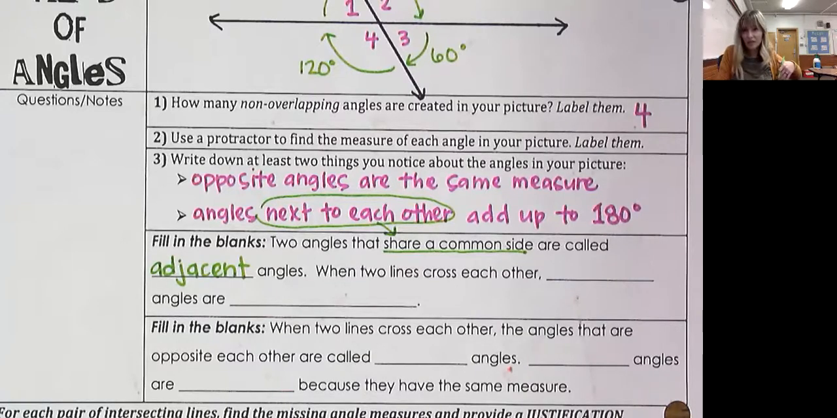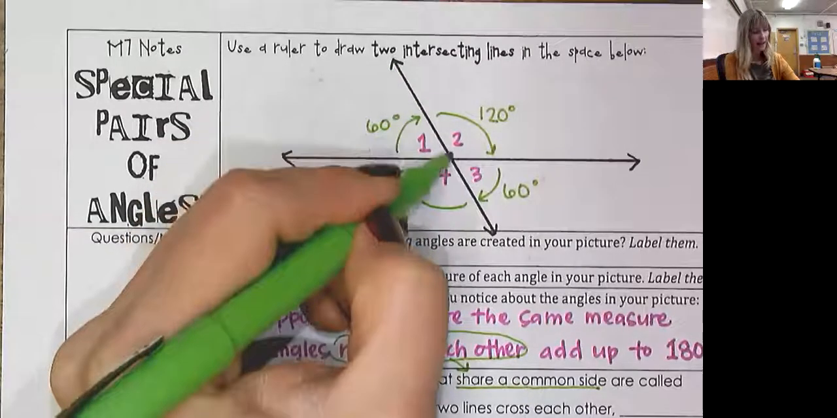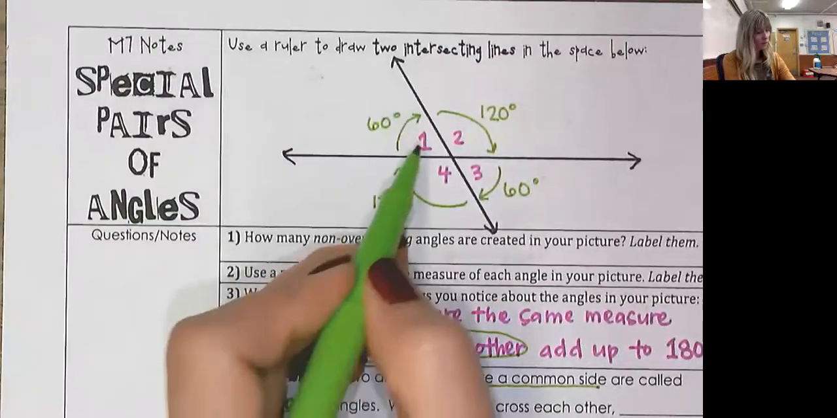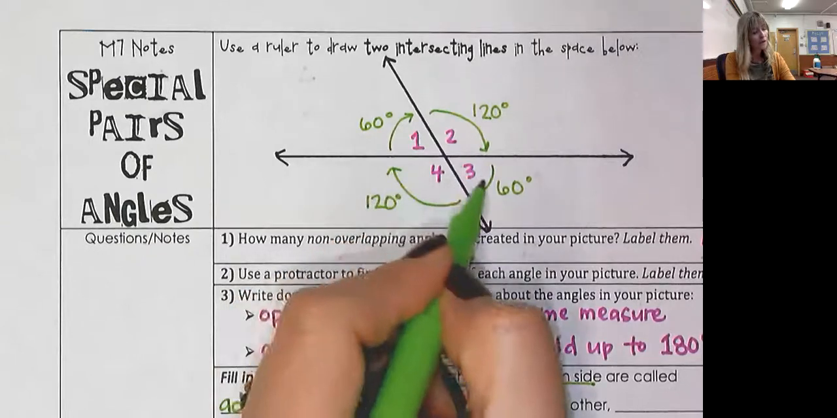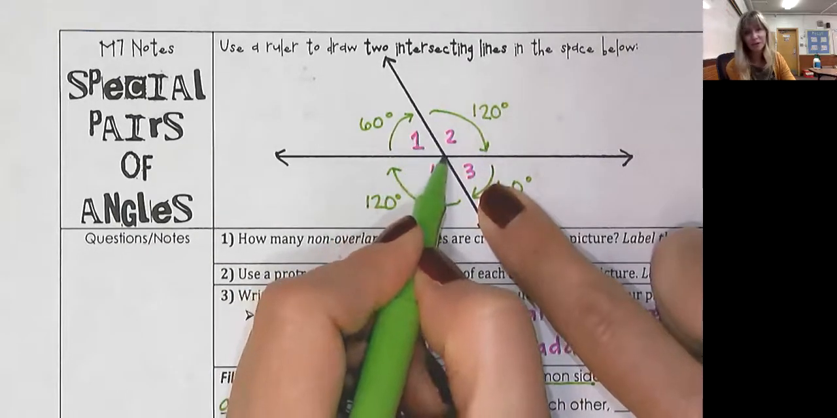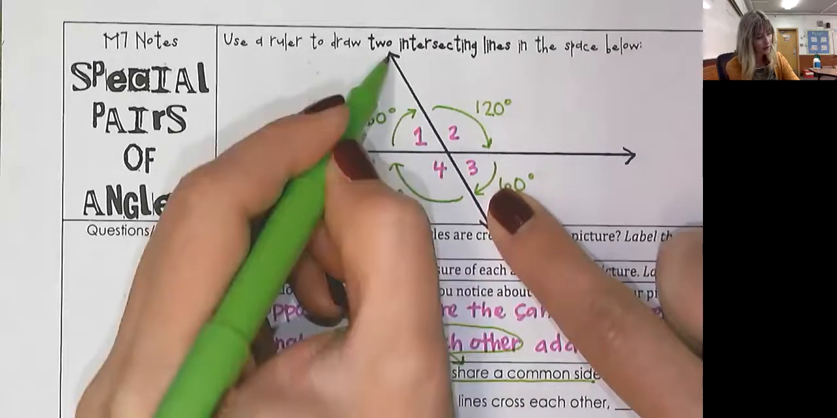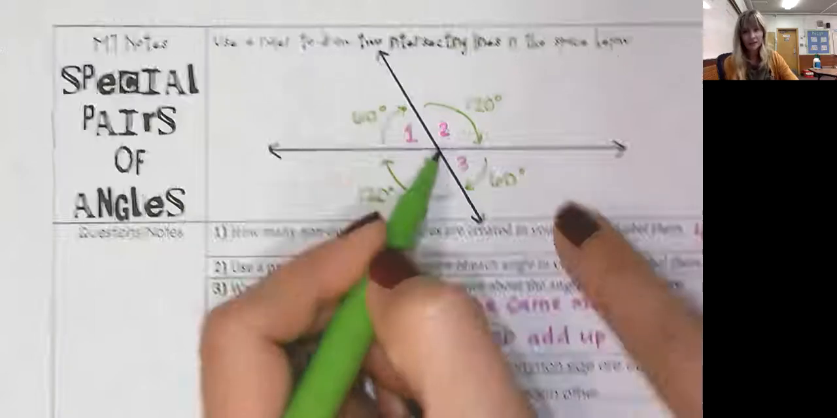Okay, so adjacent angles are angles that are next to each other if they share a common side. Now a side of an angle is the ray between them. So angles 1 and 2 are considered adjacent because they share a side. Angles 1 and 3 are not adjacent because they only share a vertex. You see that? Angle 1 is here and angle 3 is here. They do not share a side, okay?